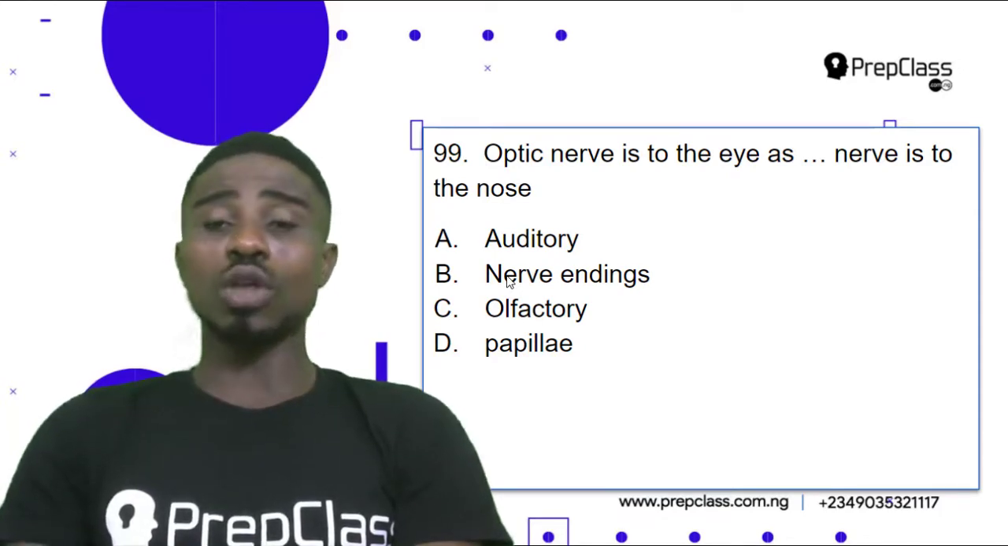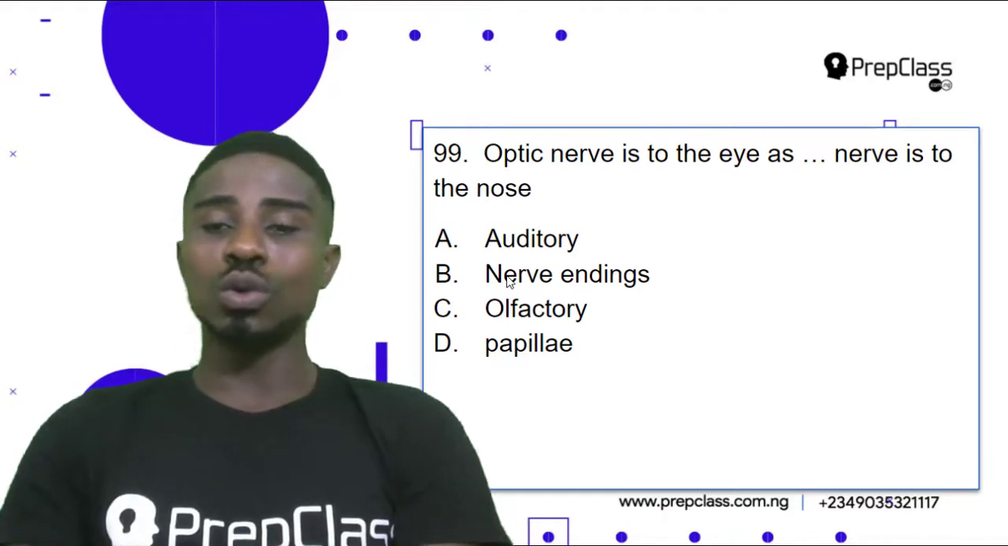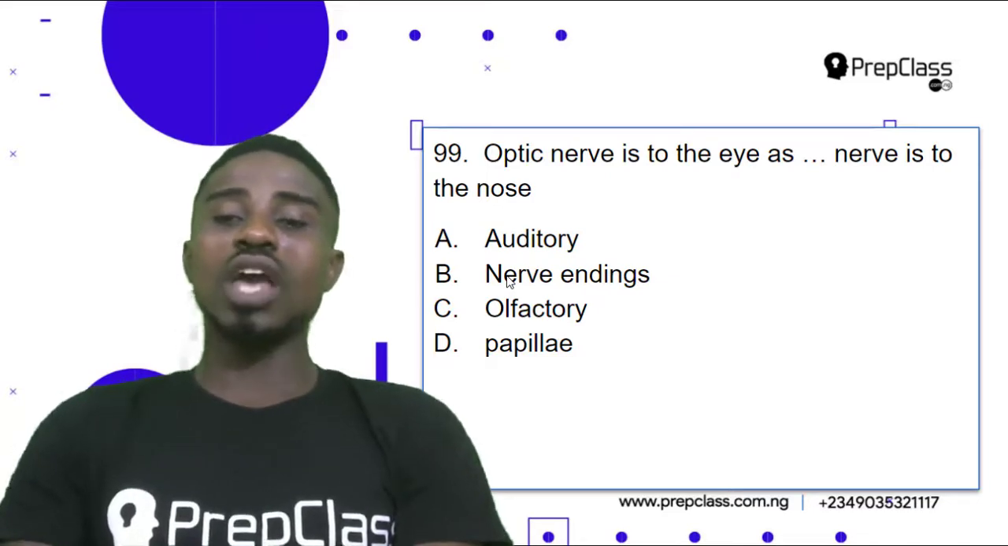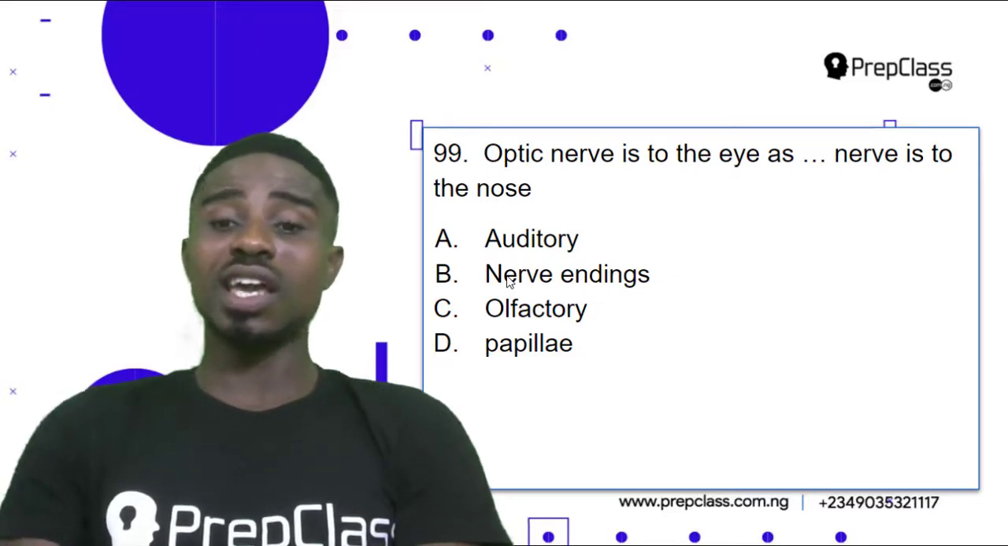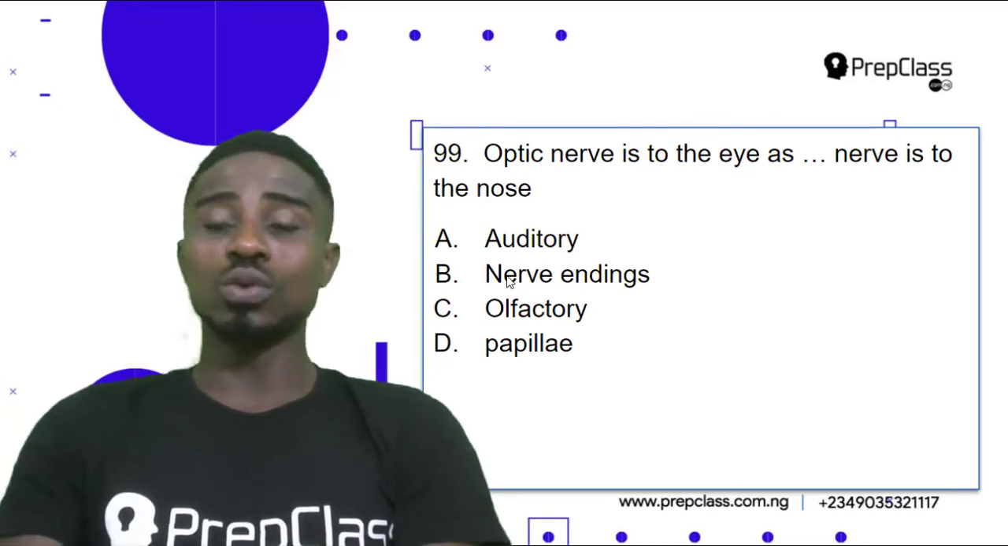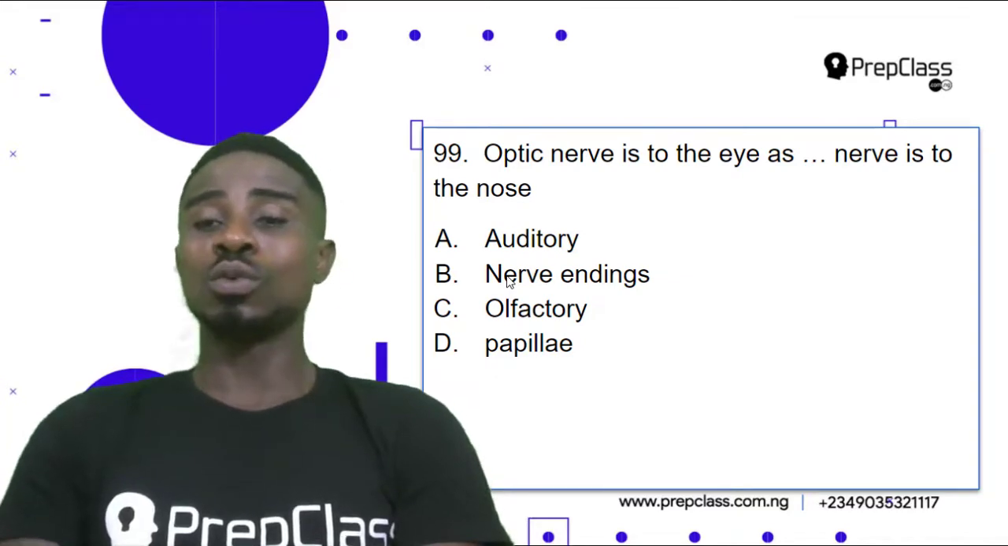Now, in looking at all of these options, which one of these nerves is to the nose? So when we hear optic, it has to do with eyes. When we hear auditory, it has to do with ear. And when we hear olfactory, it has to do with the nose. So anytime we hear olfactory, it has to do with the nose.